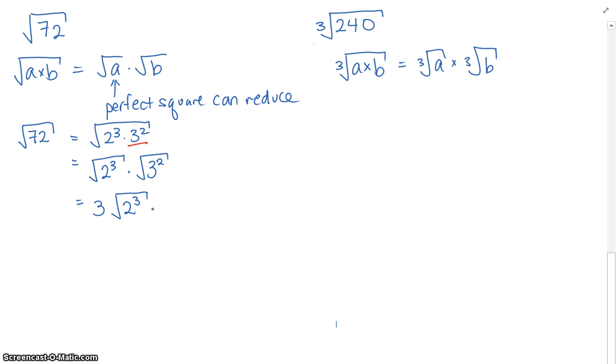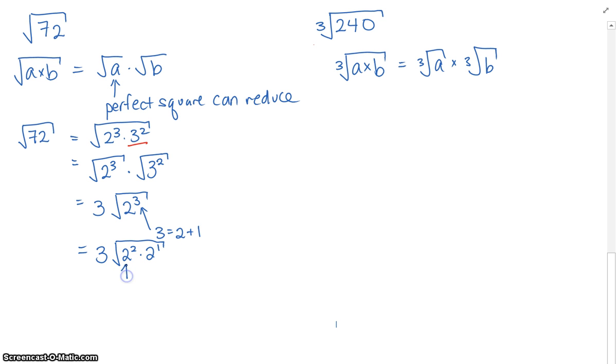Now we need to reduce this further. If we look at the square root again, it's actually the square root of 8. 8 actually has a perfect square in it. The degree of 3 is the same thing as doing 2 plus 1. So we can actually rewrite this as the square root of 2 squared times 2 to the power of 1 by using our exponent laws.